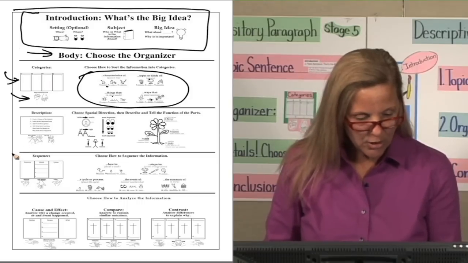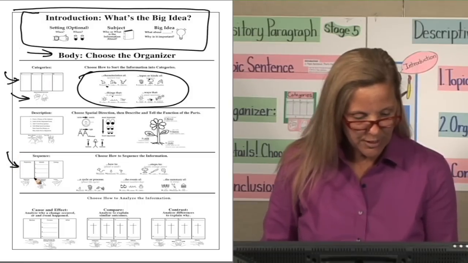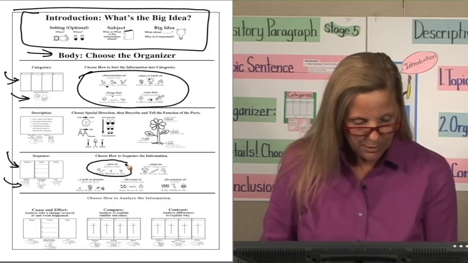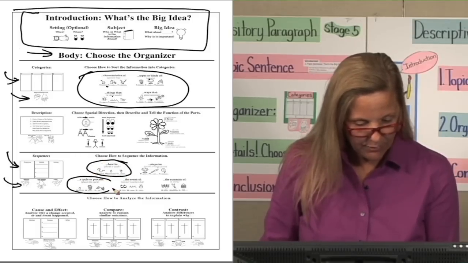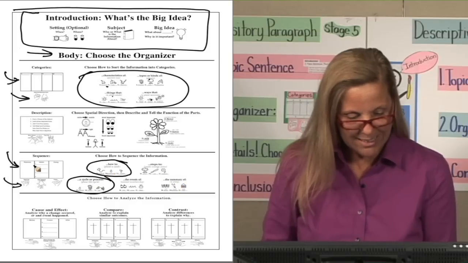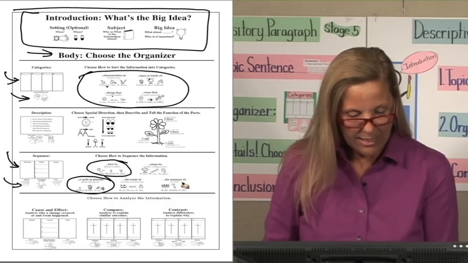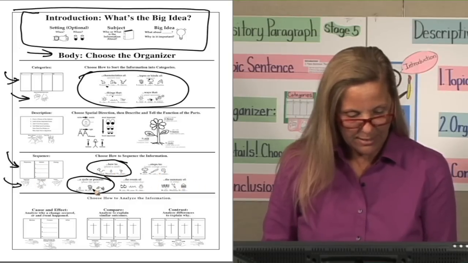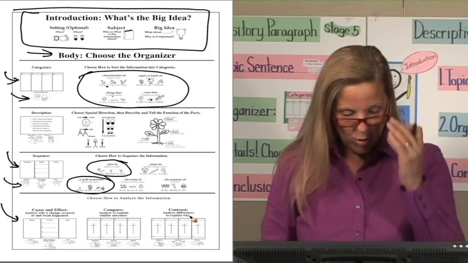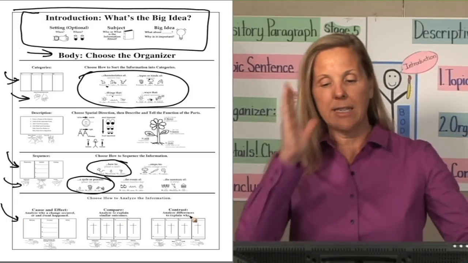For example, let's jump down to sequence. Here's our sequence organizer for the body. Here's our hand signal. And down here, how to plant a seed, life cycle of a seed, etc. You'll see all the different ways that you may be sequencing information, and it just gives you examples of that. On the bottom are cause and effect, compare, and contrast organizers and their purpose with hand signs.